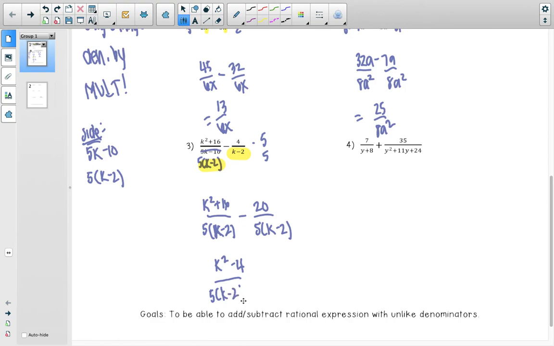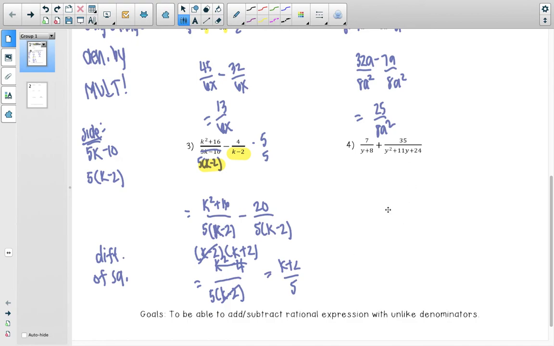The problem is sometimes you have to simplify more, and that's what we did in the other section. So this can be factored as k minus 2 and k plus 2, because that is the difference of perfect squares. You guys have been factoring long enough that you should have that pretty much down. But k minus 2 would cancel, and you're left with k plus 2 over 5, and that's the answer.